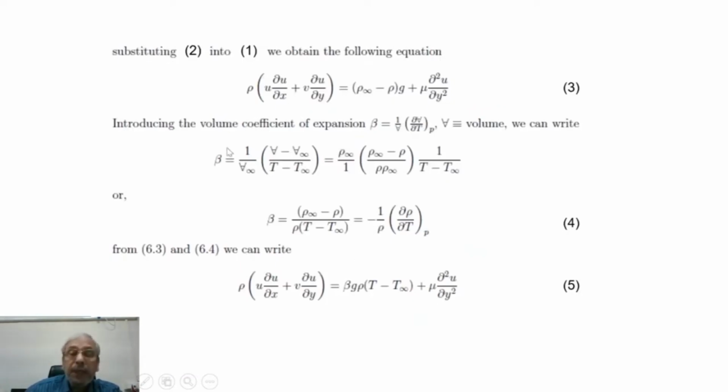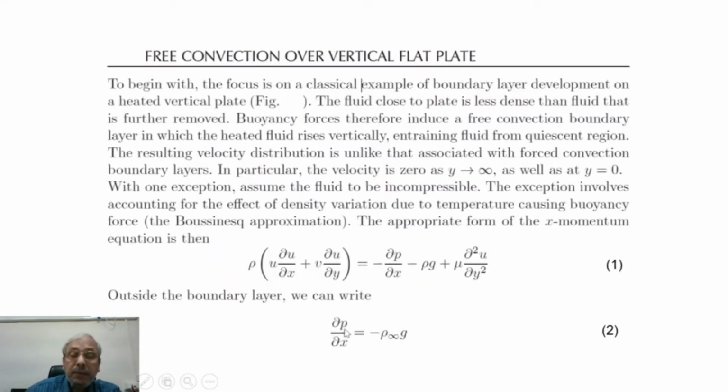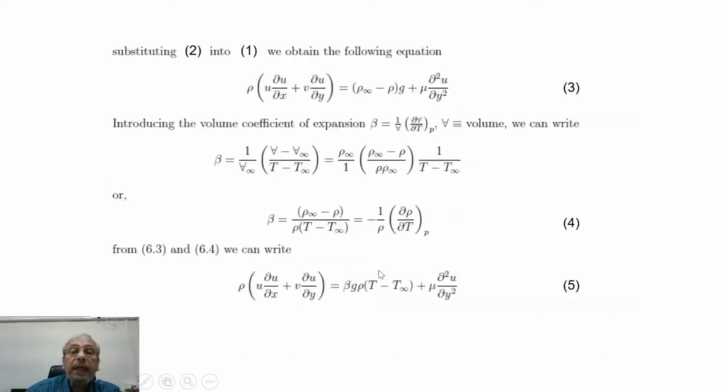Now if we substitute equation 2 in 1, we will get this form: rho (u ∂u/∂x + v ∂u/∂y) equal to (rho infinity minus rho) into g plus mu ∂²u/∂y².